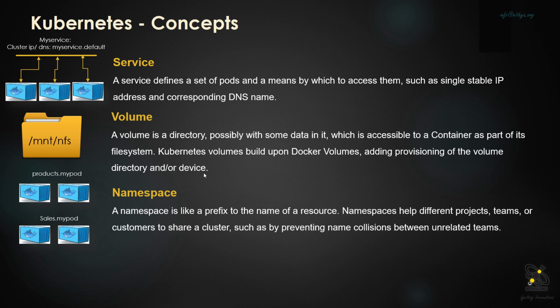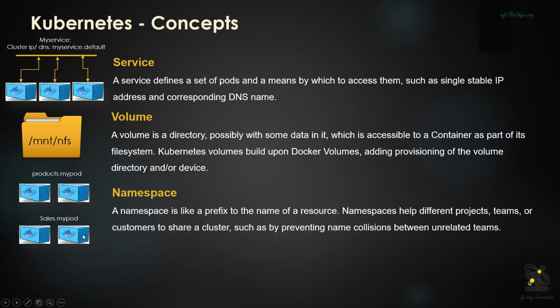The next concept is namespace. A namespace is nothing but a logical grouping of your resources. If you work in Java or C# or any other application language, namespace is very familiar. It can group your resources. For example, I can put the namespace as production, I can put the namespace as sales pods, I can put the namespace as products. So a namespace is like a prefix to the name of the resources. Namespaces help different projects, teams, or customers to share this cluster, such as by preventing name collision between unrelated teams.